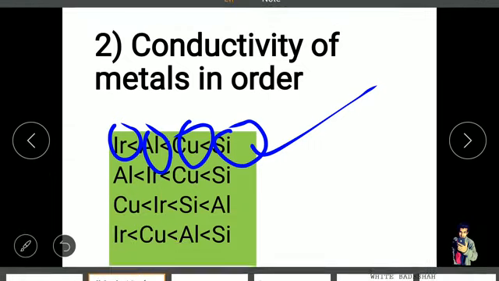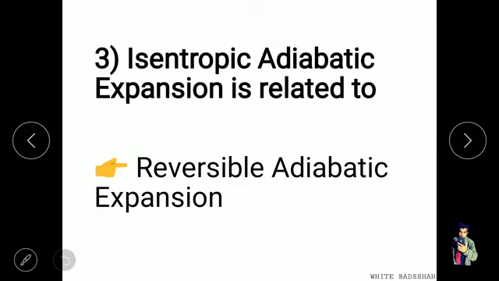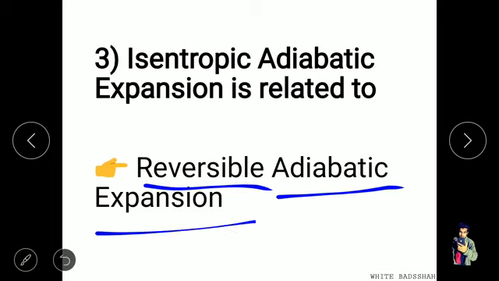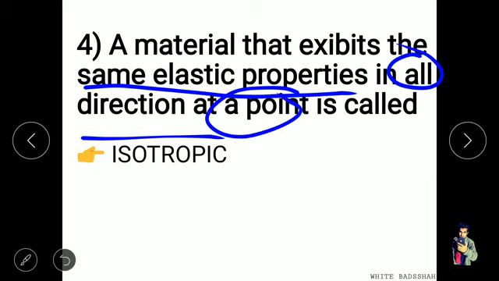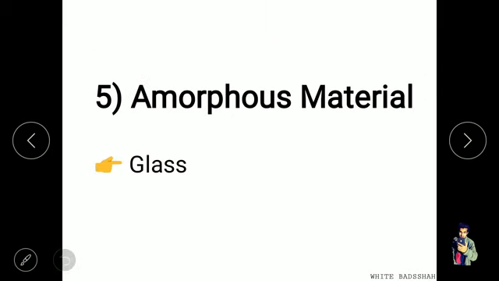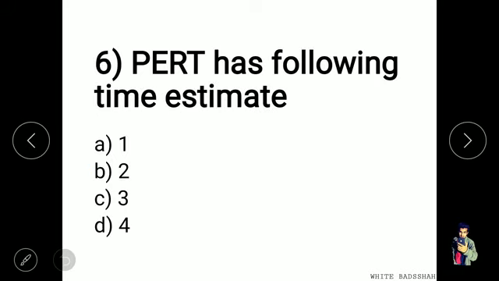Now the third: isentropic adiabatic expansion is related to reversible adiabatic expansion. Both are similar names for the process. Now, a material that exhibits the same elastic properties in all directions at a point is called an isotropic material. An example of an amorphous material is glass. The PERT has three time estimates.